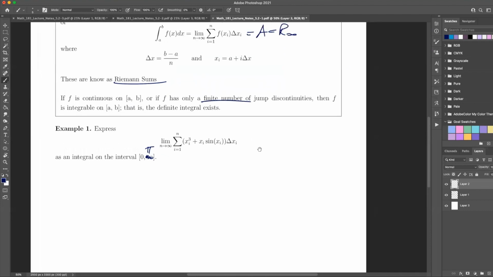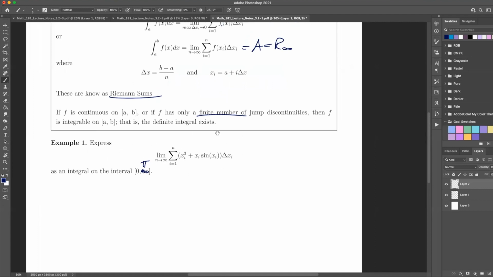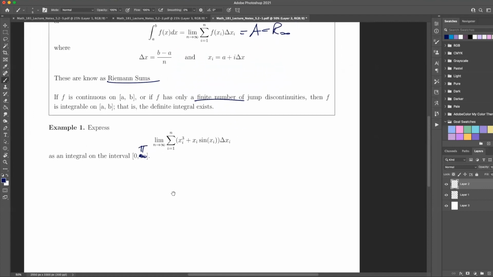If this is the limit of this sum, all I'm going to do is go from 0 to pi, because that's where the integral is on, and then I'll have x cubed plus x sine x, dx. What dx really represents is an infinitesimally small amount of x. This is my function value, and this is some infinitesimally small amount of x. We take this delta x going to 0, so we represent that as a tiny d in x.